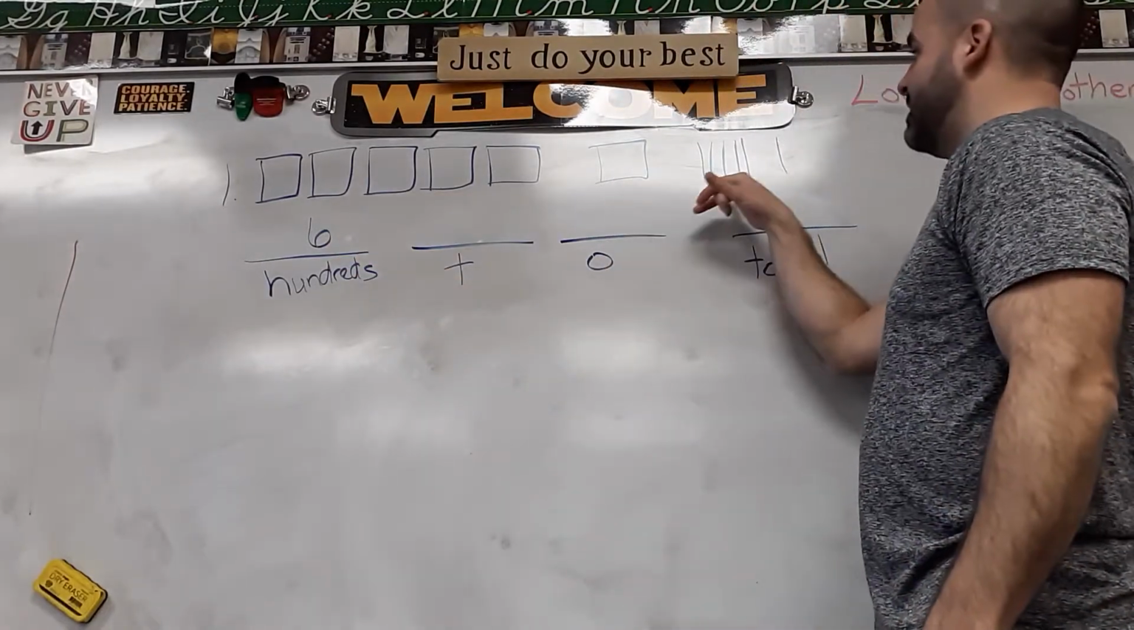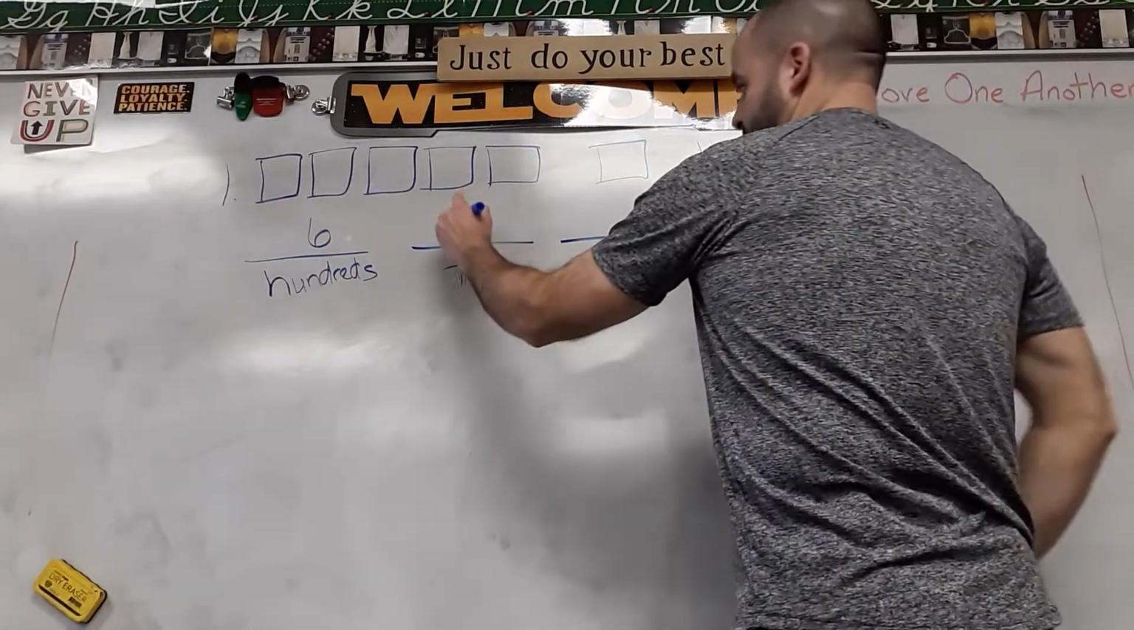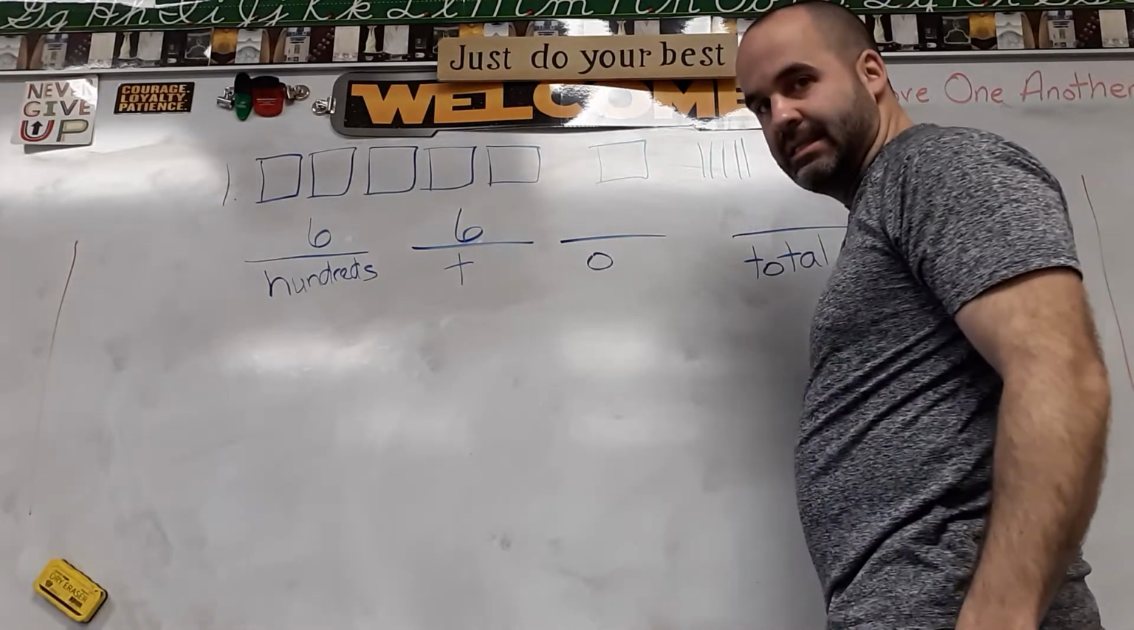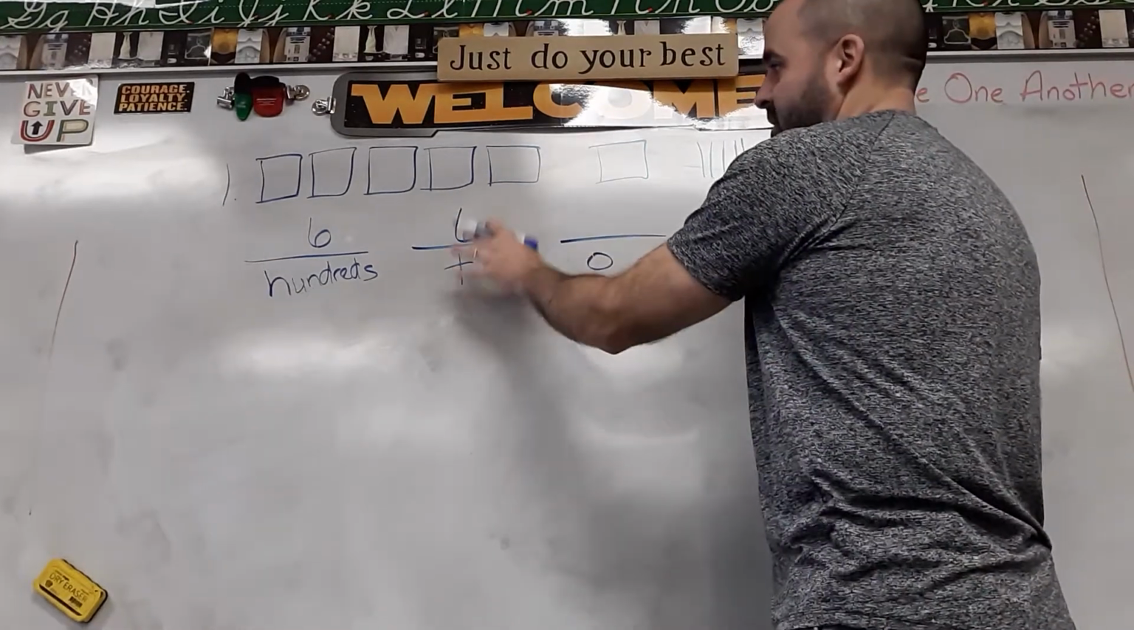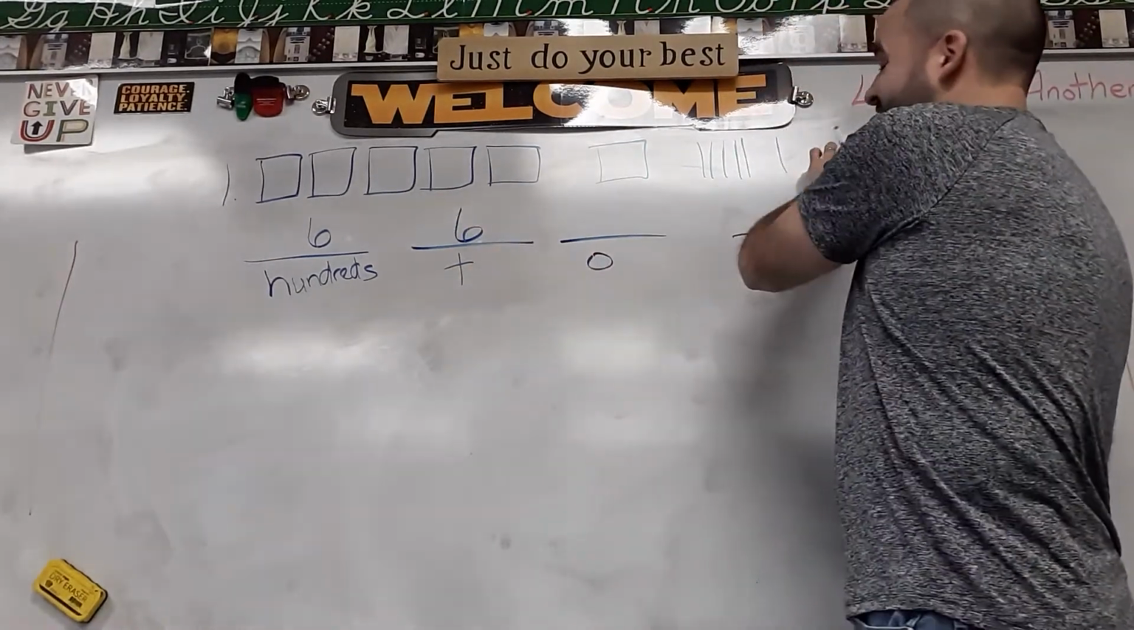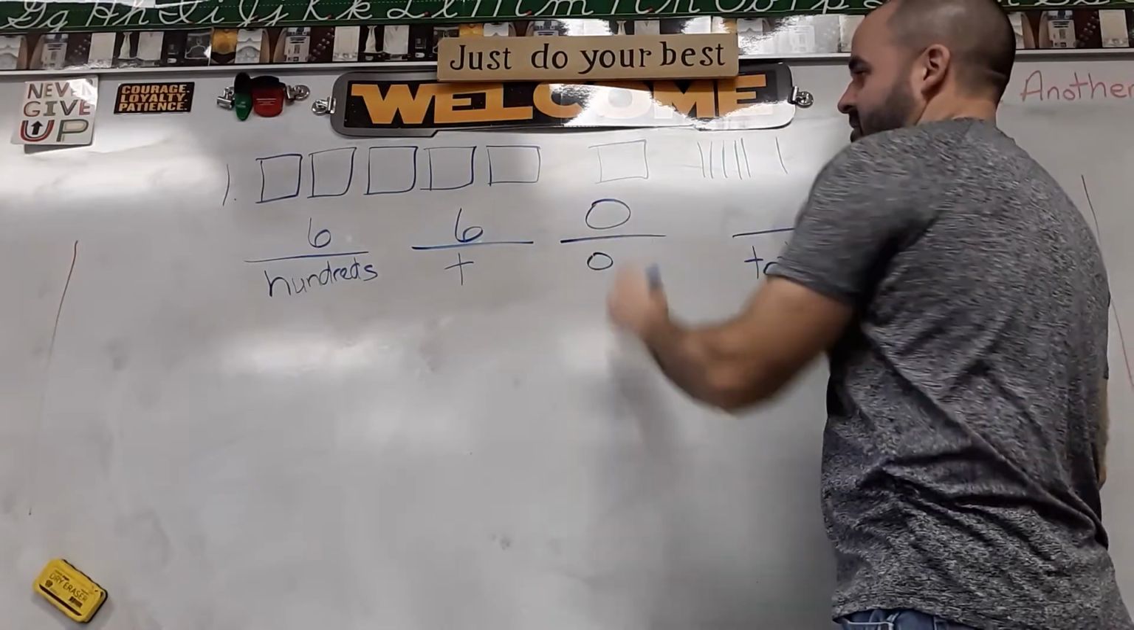Then let's go to our tens. How many tens do we have? Again, just write a 6 here, because we're counting our tens, not 60 tens. There's only 6 of them. So 6 tens. How many ones? Nary a one of them. So we're going to write down a 0.